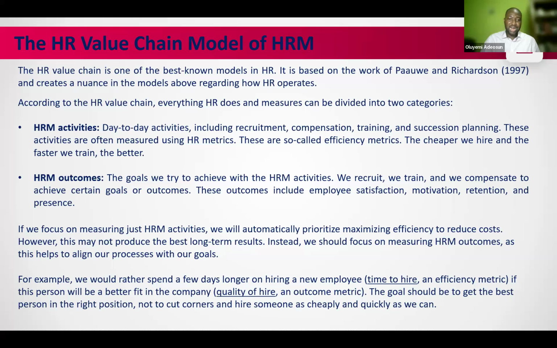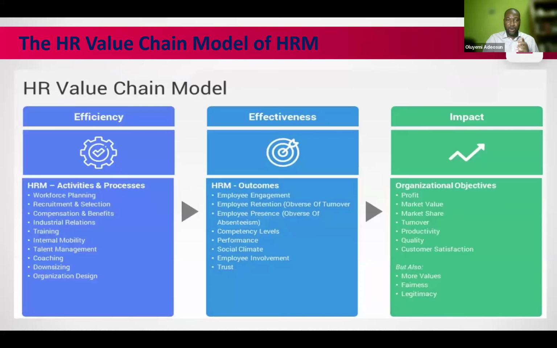So for example, we could rather spend a few days longer on hiring a new employee, time to hire, an efficiency metric, if this person will be a better fit in the company. Quality of hire, an outcome metric, you can see. So time to hire is an efficiency metric. But quality of hire is an outcome metric. The goal should be to get the best person in the right position, not to cut corners and hire someone as cheaply and as quickly as we can. I hope one or two of my colleagues are taking note.